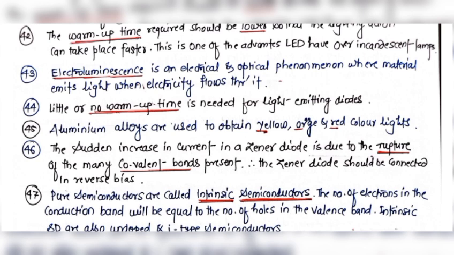Aluminum alloys are used to obtain yellow, orange, and red colored light. The sudden increase in current in a Zener diode is due to the rupture of the many covalent bonds present. Therefore, the Zener diode should be connected in reverse bias.